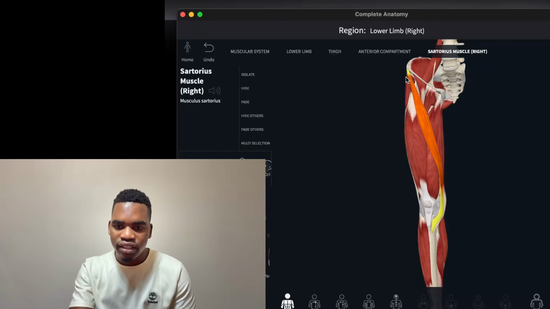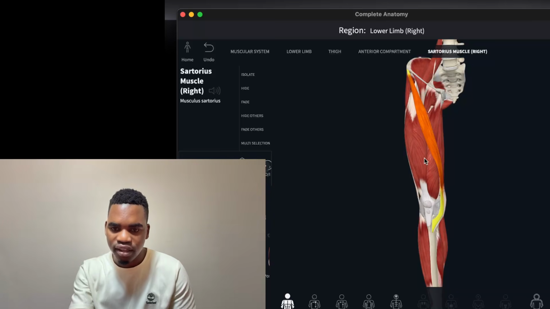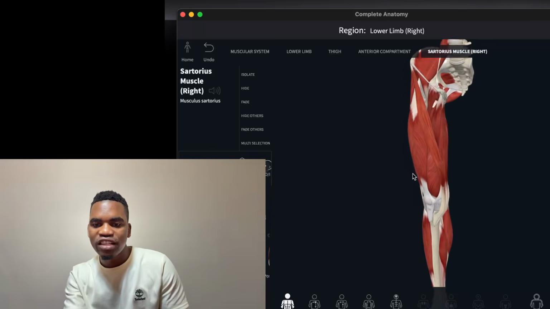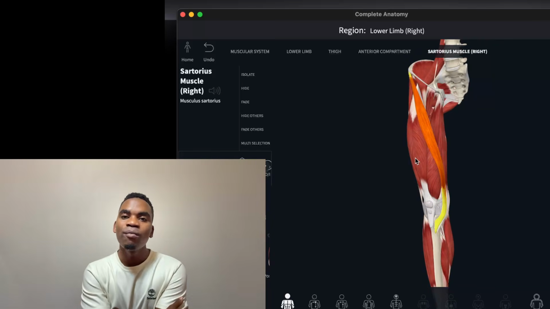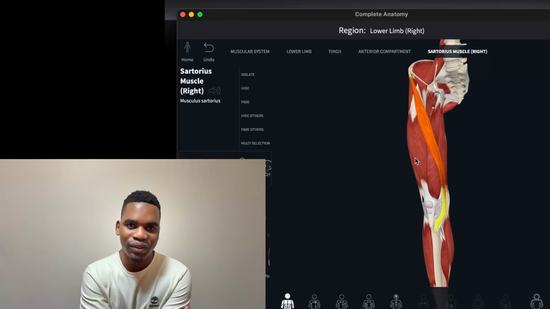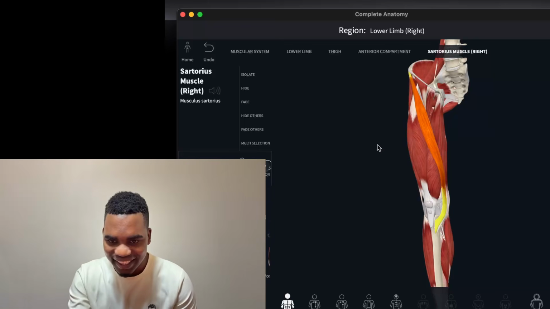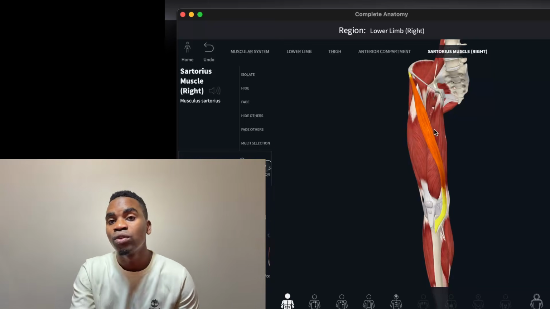Next, let's talk about this muscle. This muscle is called sartorius, written this way. And this muscle is very special because this is the longest muscle in the human body. No muscle in the human body is longer than sartorius, and this is so unique. Sartorius muscle. This muscle is also called Taylor's muscle.